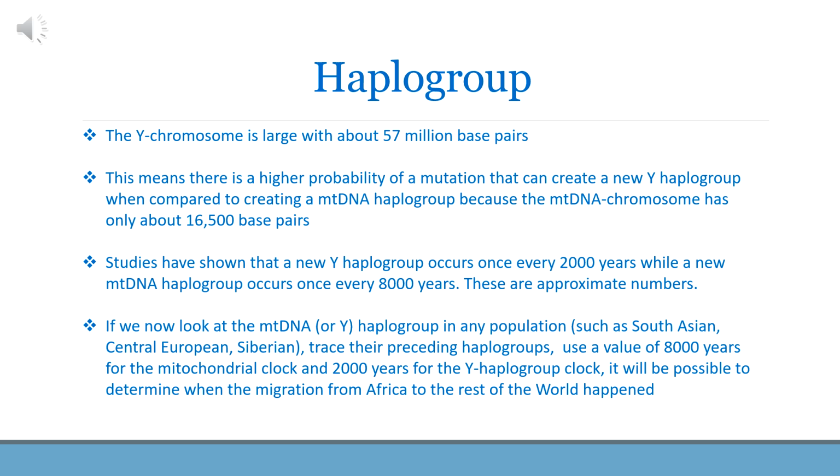If we now look at the mtDNA or Y haplogroup in any population, such as South Asian, Central European, Siberian, trace their preceding haplogroups, and use a value of 8,000 years for the mitochondrial clock and 2,000 years for the Y haplogroup clock, it will be possible to determine when the migration from Africa to the rest of the world happened.